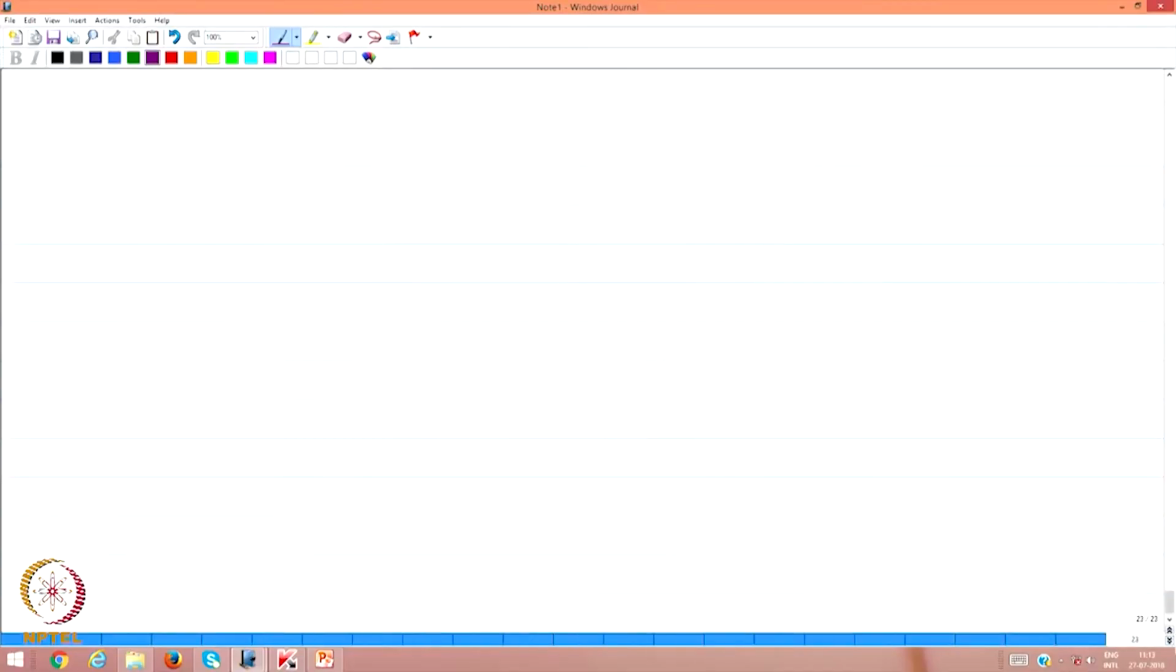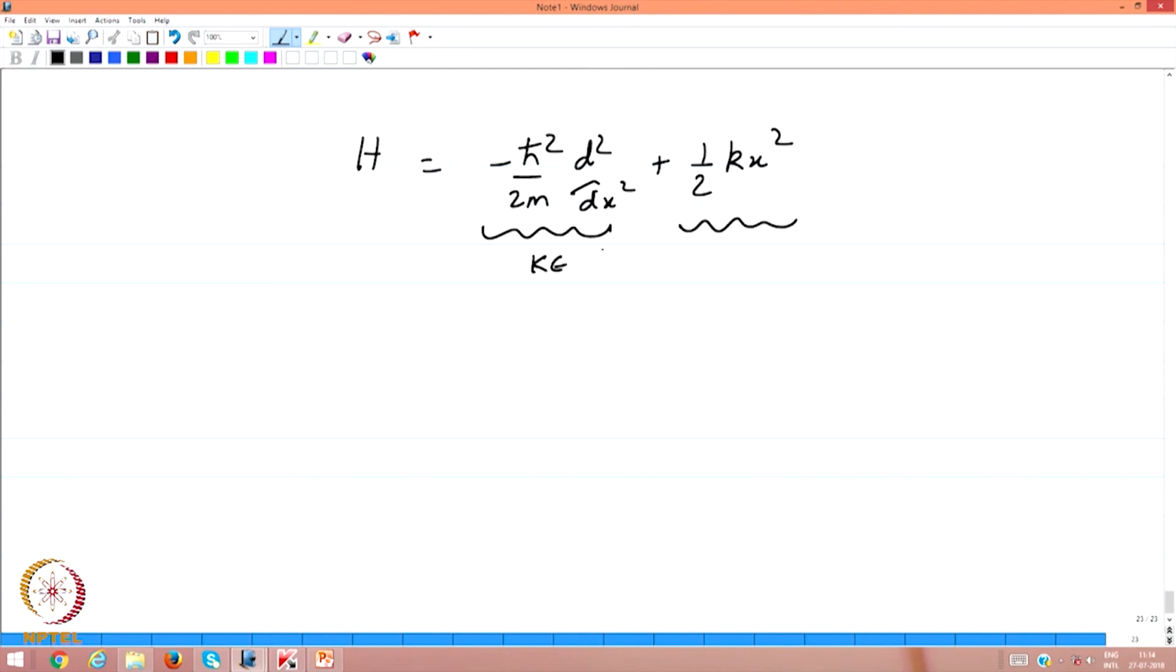It does not mean that the kinetic energy is negative. The kinetic energy or the potential energy as individual attributes or individual measurement quantities are not available. You only can measure the total energy. Therefore, the quantum mechanical result says very clearly that the Hamiltonian is written as minus h bar square by 2m d square by dx square plus half k x square. Remember, this is the operator for the kinetic energy, and this is the operator for the potential energy.